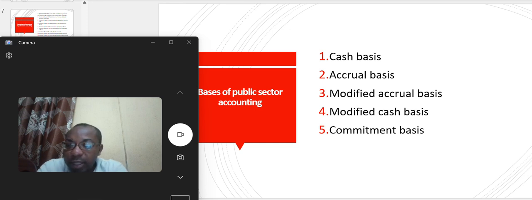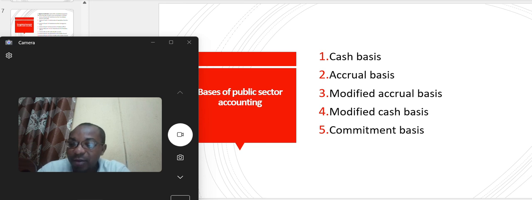So we are going to start with the commonest one in the public sector, which is cash basis. In the public sector, generally, the segment we call the GGEs, General Government Entities, use mostly cash basis to prepare their records. So what is cash basis?